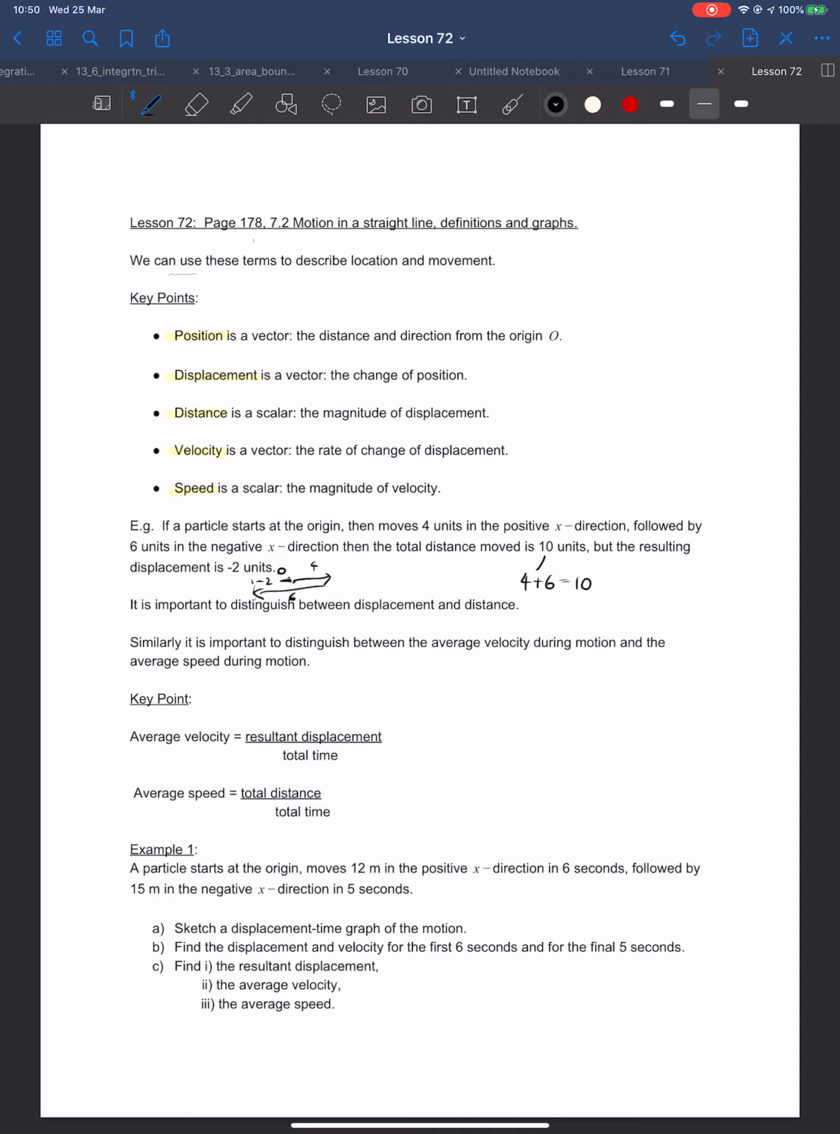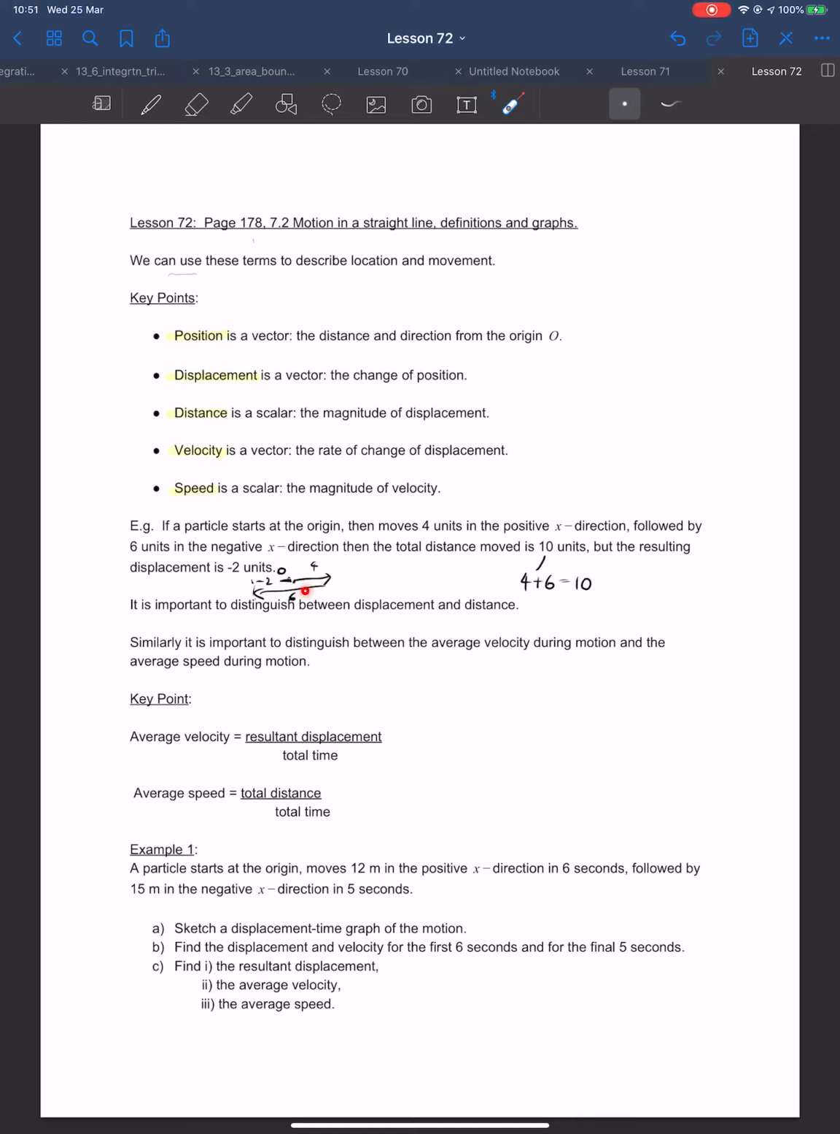Okay. Similarly, it's important to distinguish between the average velocity during motion and the average speed during motion. Average velocity is the resulting displacement over total time. And here, look, that's just the final displacement. So in this example here, it'd be minus 2 divided by the time taken to do it. Whereas the average speed is the total distance that you travel over the total time. So you can see they're going to be different.